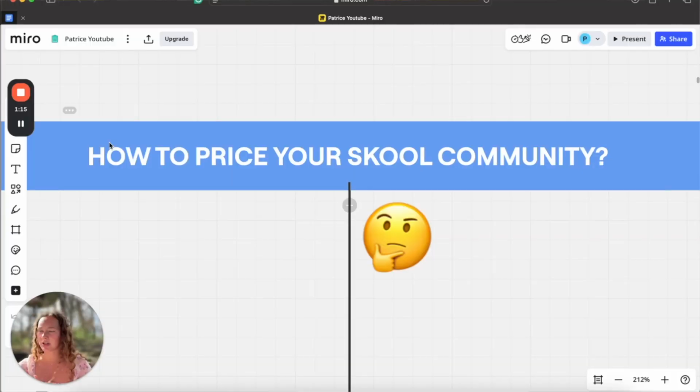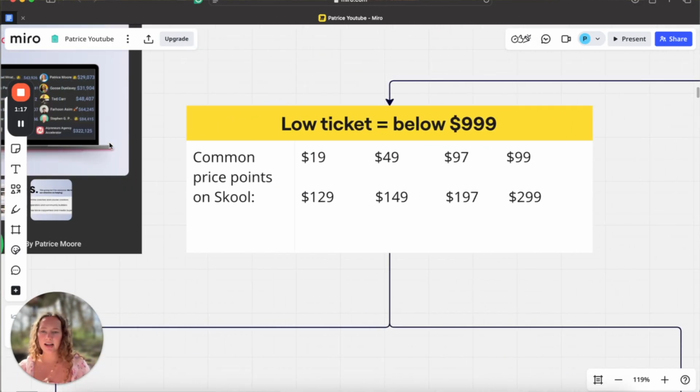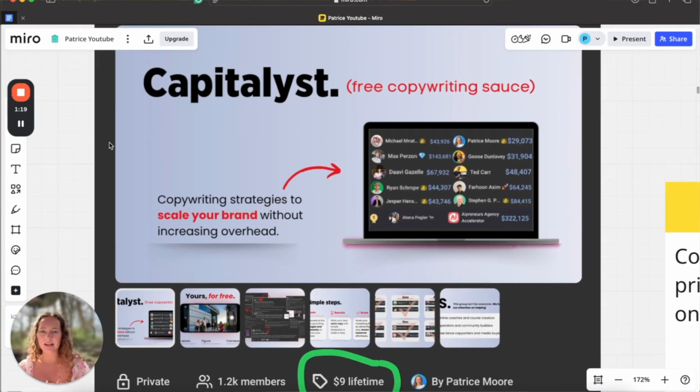So I'm going to give you guys the most objective view I can based on all of the different data I have from working with high and low ticket offers, so you can just see what makes the most sense for you. So how do you price your Skool community? Let's get into it. So I've got this community that's a $9 community, right?